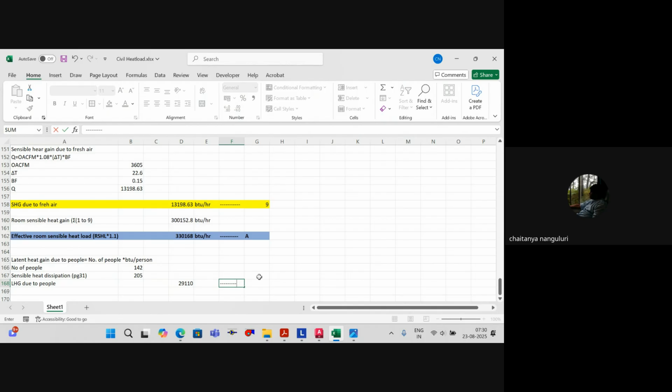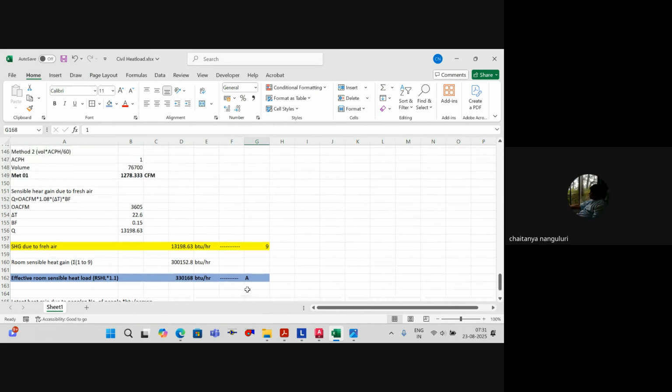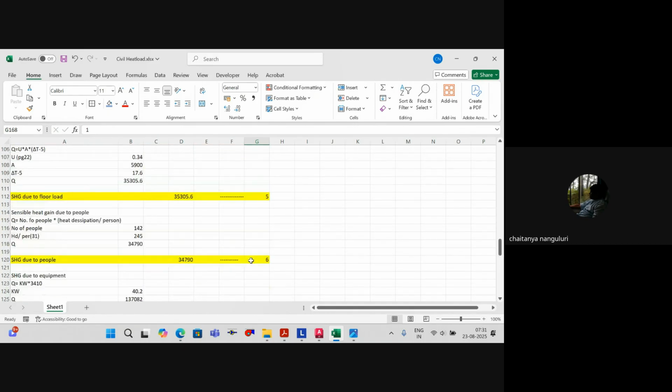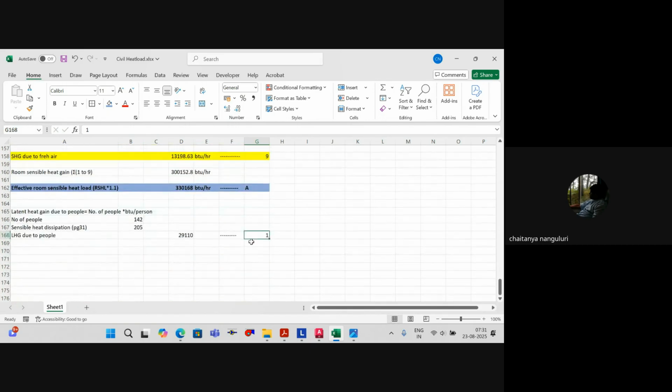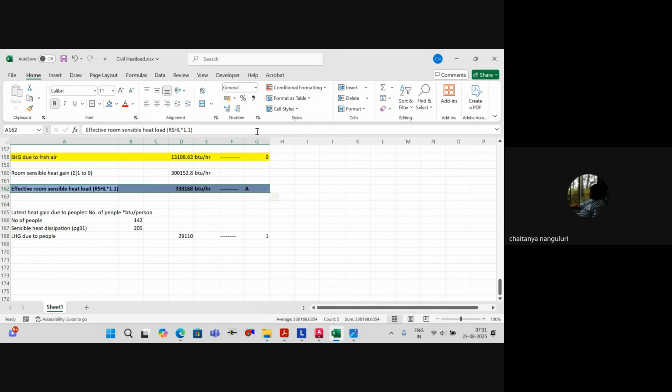This one we will directly take as an equation number. Again, we have to give a different number. Or is it okay if I make it with 1? Or will it be confusing? Whatever sensible heat due to people we have given, that A will be much more confusing, no? Because we will add it. Actually, those two we don't add. Once this effective room is there, we will not be using the above equations at all.